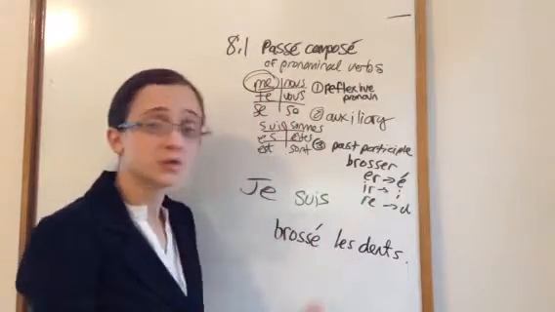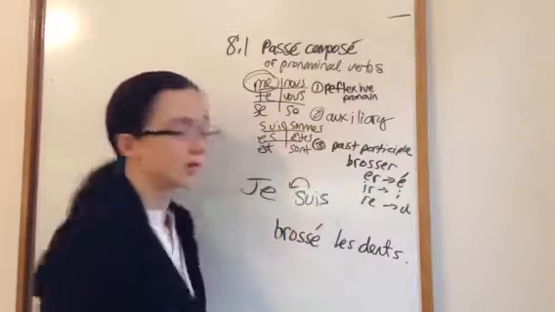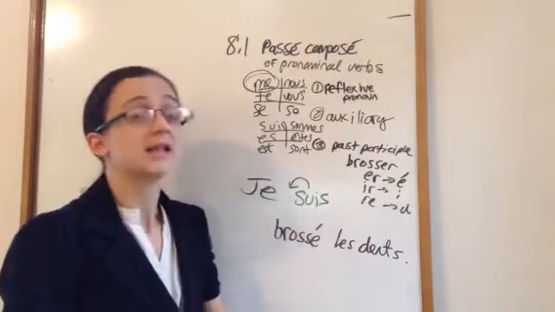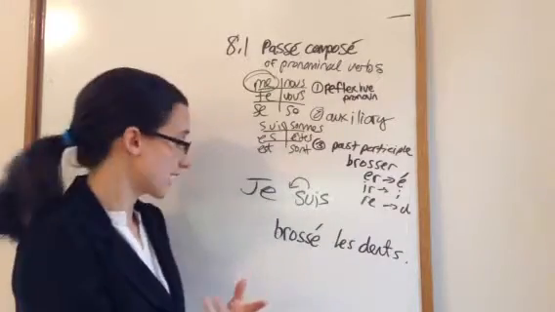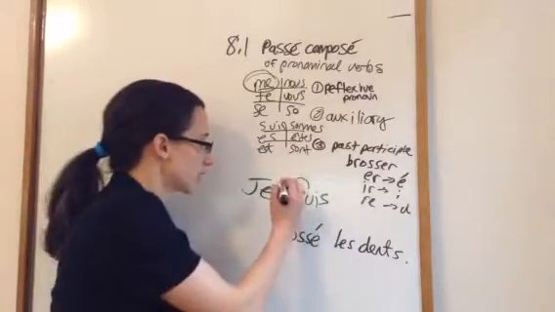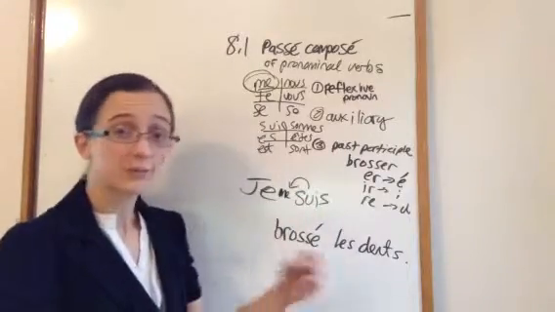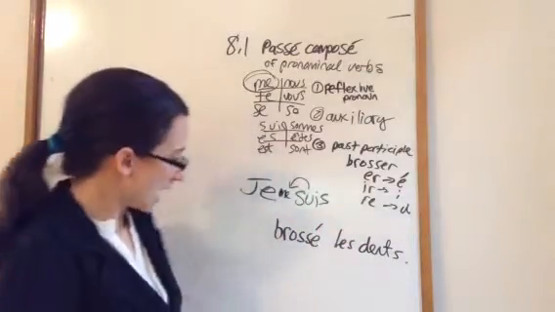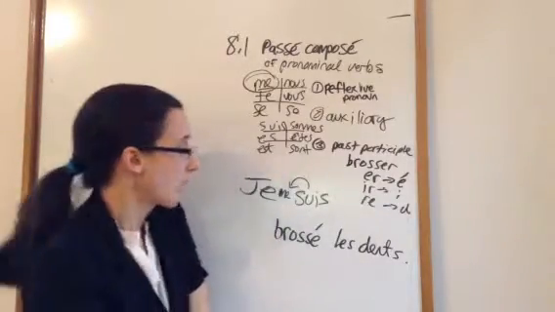So the question becomes, where do we put it? We put it before our auxiliary verb. Now, if you've been paying attention to our direct object pronouns and our indirect object pronouns, this is the same place. So we have je me suis brossé les dents. I brushed my teeth.